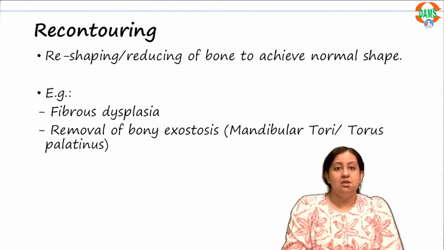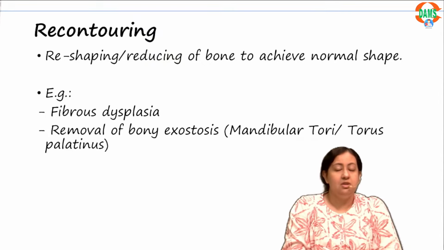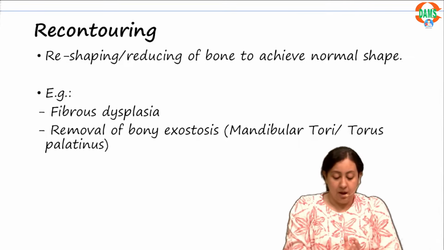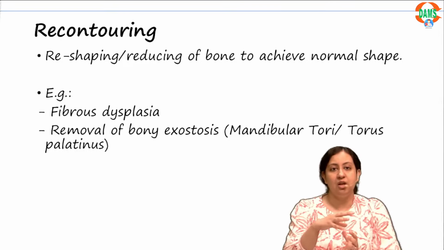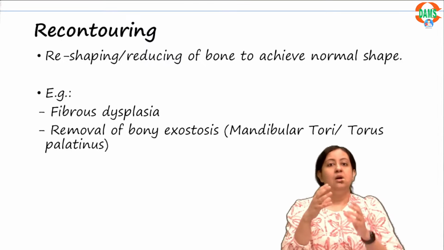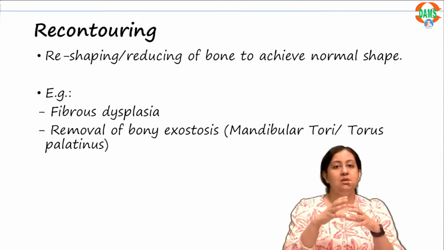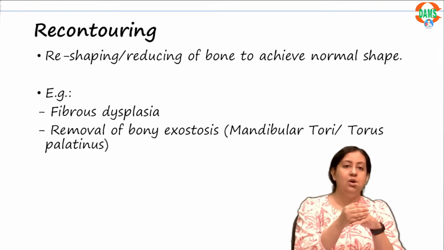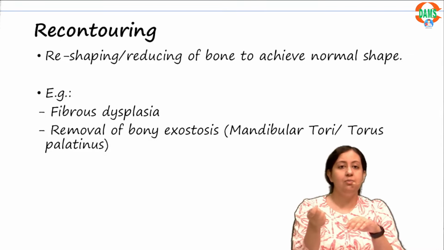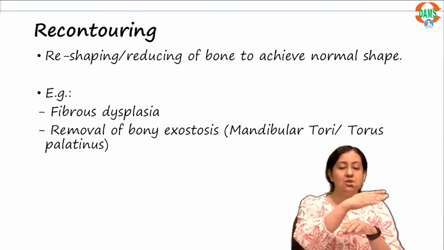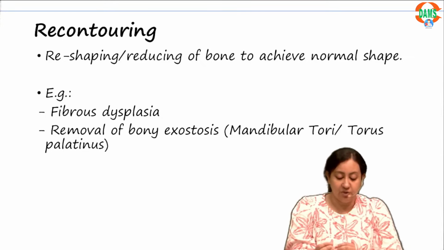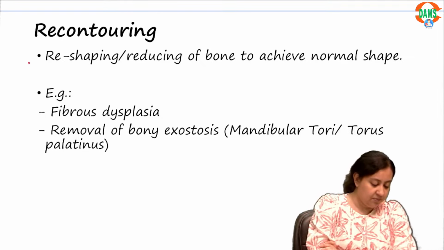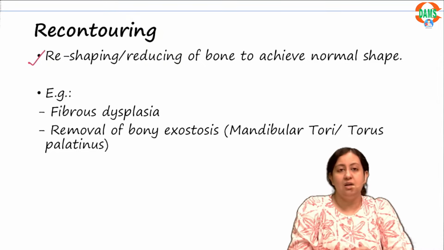So coming to the first modality or the first protocol, this is recontouring. Now this term is self-explanatory. What do you understand by recontouring? To reshape something. I'll tell you in very simple terms. Suppose there is a bony overgrowth. What you can do is you can take a surgical burr, just shave off that overgrowth and restore the normal contour or curvature of the bone. So recontouring basically involves reshaping or reduction of bone to achieve normal shape or contour. This is basically what is done in recontouring.